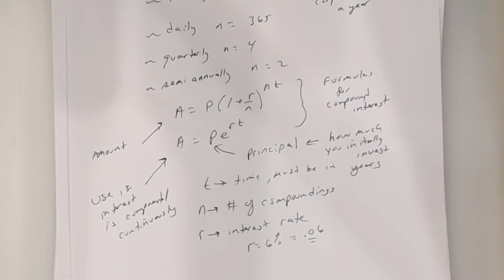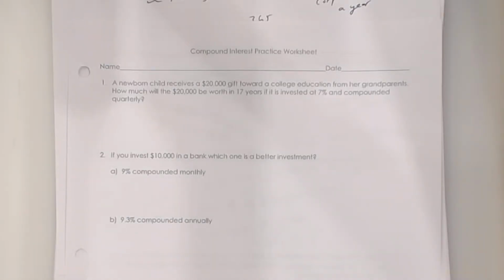All right? Okay, so let's do some problems. You're going to see how easy this is. Almost all students can get this on a test, if you know how to use your calculator, by the way. You got to know how to use your calculator. All right, the first one. A newborn child receives a 20,000 gift. I wish I had that. I wouldn't mind being newborn again if I could get this.